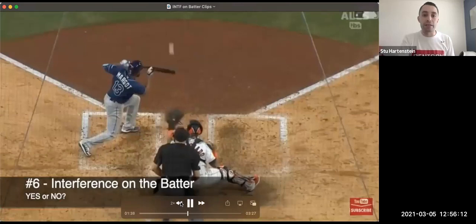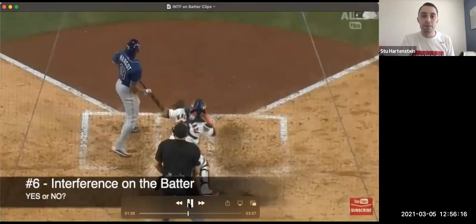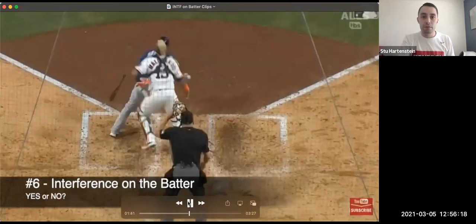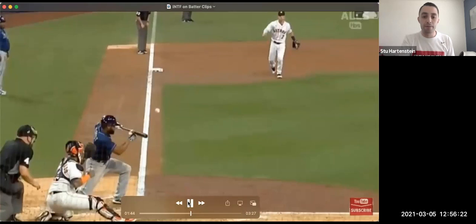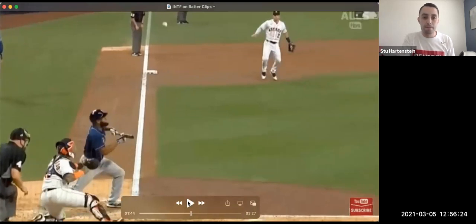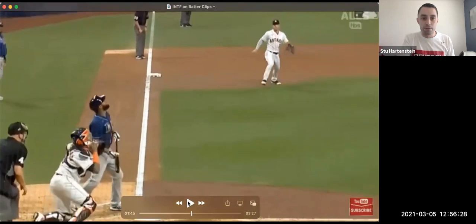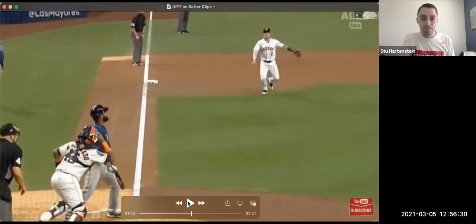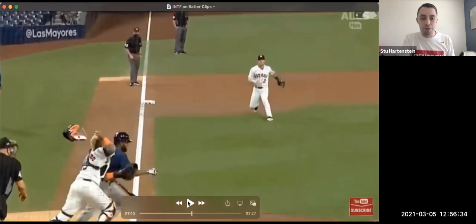All right, let's take a look at this one. Get a bunt attempt. Here's another look at it. Nice slow motion here. What are we thinking here?